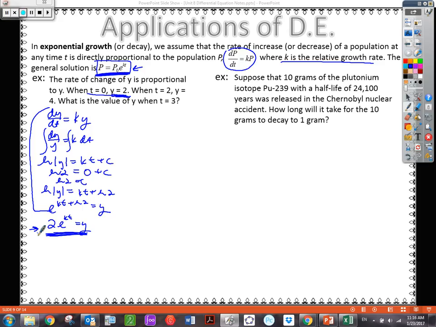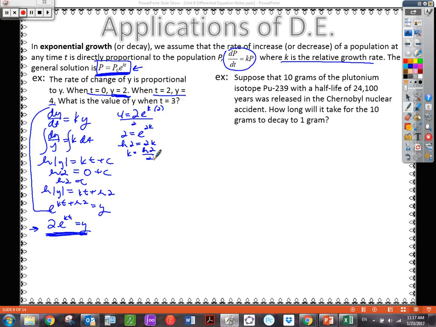All right, so now maybe we remember from pre-cal we have to find k. So this is where we use the second condition, t equals 2, y equals 4, to find k. So let's do that. y is 4 equals 2e to the k times 2. So I divide both sides by 2, and I get 2 equals e to the 2k. I natural log both sides, and I get natural log of 2 equals 2k, or k equals ln 2 over 2. Yes, you could do some fancy logarithm rules with that, but since you're just going to put it in your calculator, you don't have to.